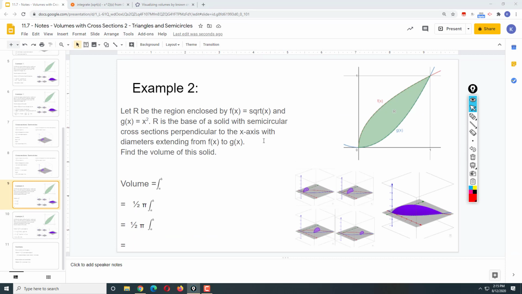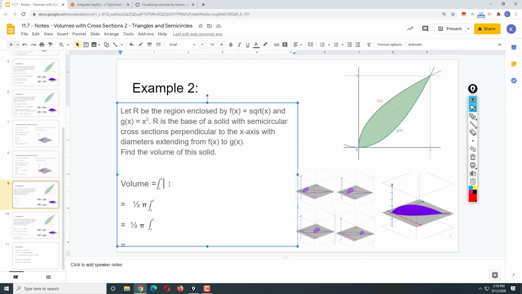So let's go to example 2. Same region. Let R be the region enclosed by f of x equals square root of x and g of x equals x squared. R is once again the base of a solid, but this time it has semicircular cross sections perpendicular to the x-axis with diameters extending from f of x to g of x. Find the volume of this solid.